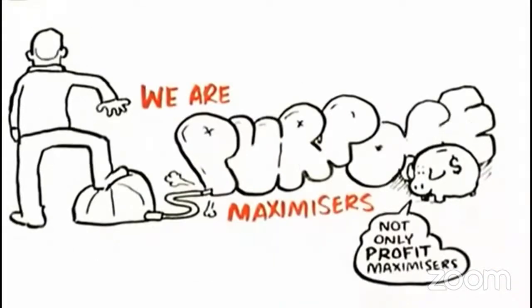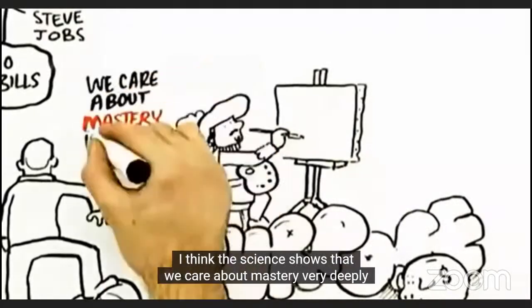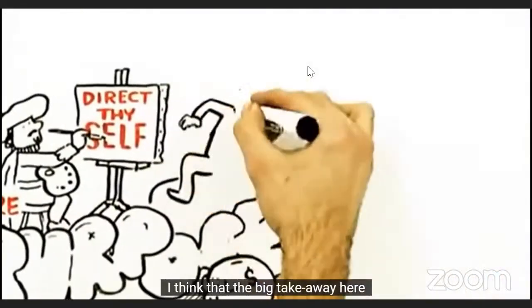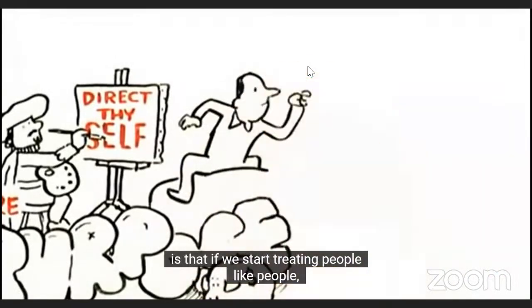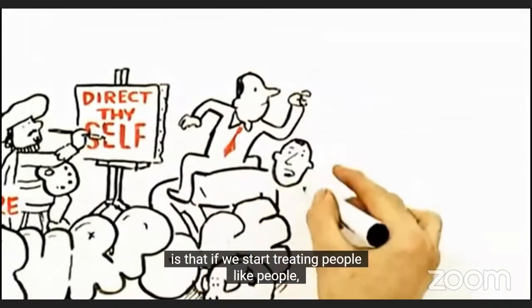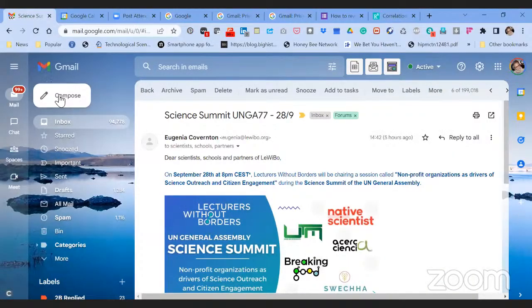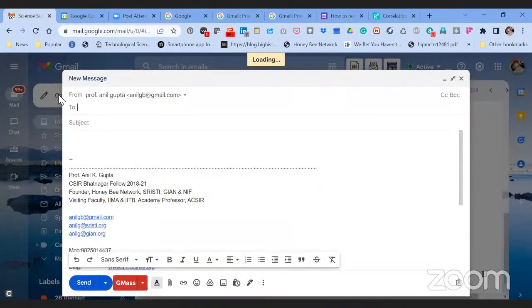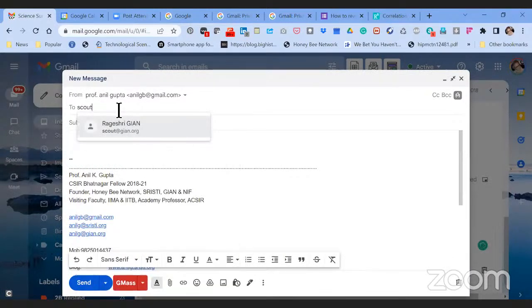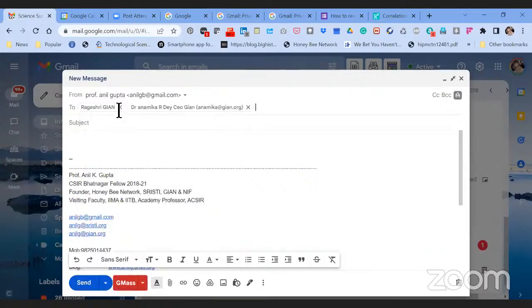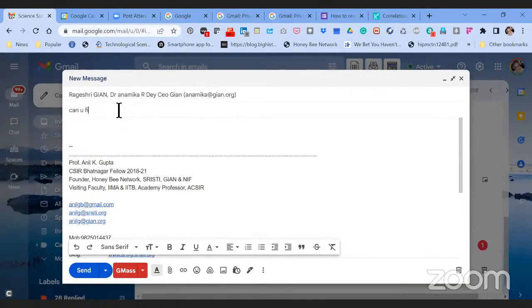I think the science shows that we care about mastery very, very deeply. And the science shows that we want to be self-directed. And I think that the big takeaway here is that if we start treating people like people and not assuming that they're simply horses, slower, smaller, better smelling horses, if we get past this kind of ideology of carrots and sticks and look at the science, I think we can actually build organizations and work lives that make us better off. But I also think they have the promise to make our world just a little bit better.